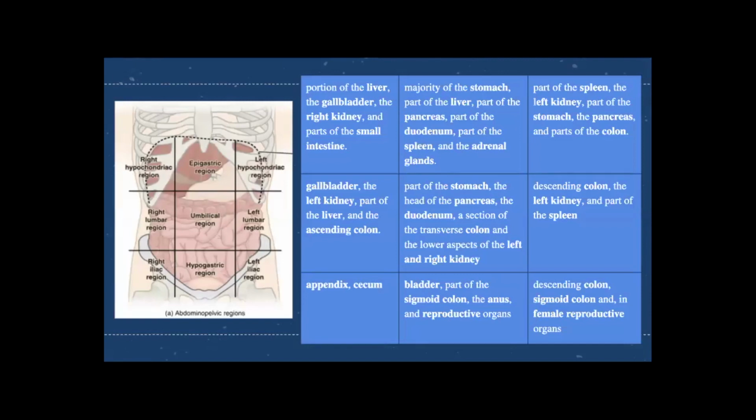These regions don't really have jobs. These regions tell you basically what is in them. So in the hypogastric region, below the belly button, it tells you that the bladder is here, part of the sigmoid colon is here, and the reproductive organs are here. So rather than doing a job, it's more like directions, like telling you where things are. Okay, I think we got that covered.